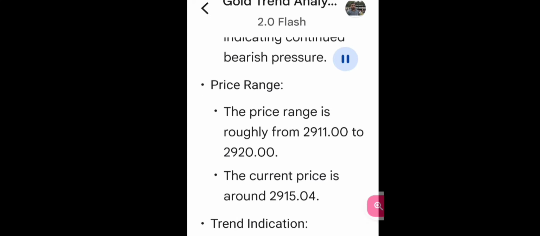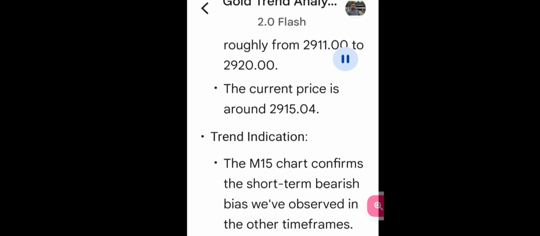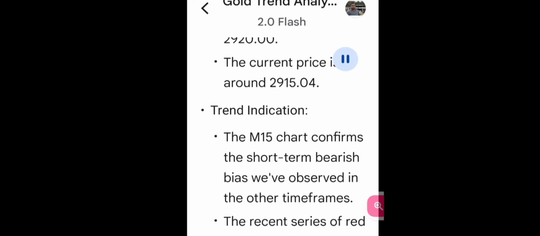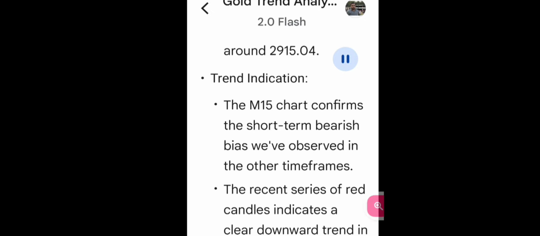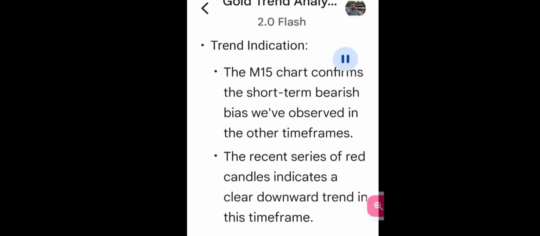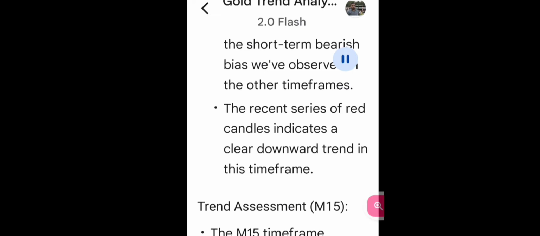Price range. The price range is roughly from 2,911.00 to 2,920.00. The current price is around 2,915.04. Trend indication. The M15 chart confirms the short-term bearish bias we've observed in the other timeframes. The recent series of red candles indicates a clear downward trend in this timeframe.